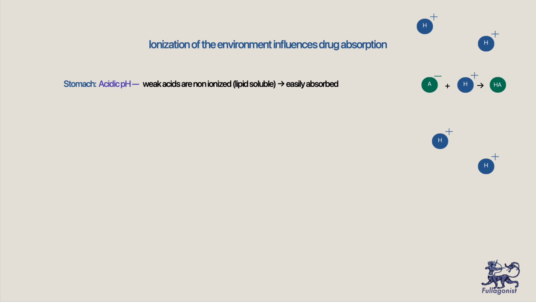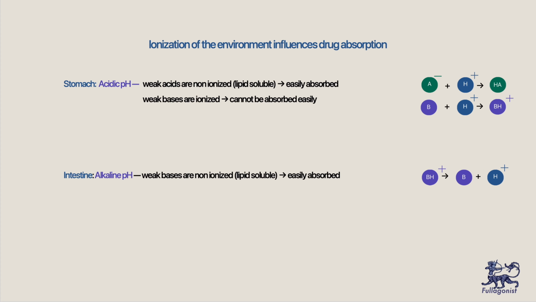pH in the stomach ranges from 1.5 to 3.5. It's highly acidic. In an acidic environment like in the stomach, weak acids are non-ionized and are easily absorbed because they cross the membranes. For example, aspirin is acetylsalicylic acid. It's non-ionized in the acidic environment. It becomes lipid-soluble and absorbed easily in the stomach. In acidic environment, weak bases are ionized. They do not cross the membrane and are not absorbed easily.